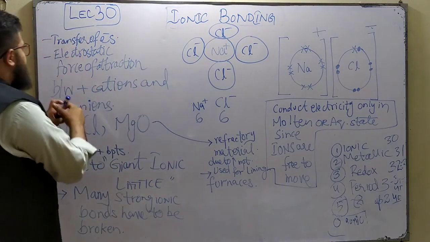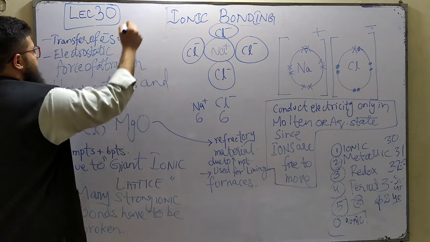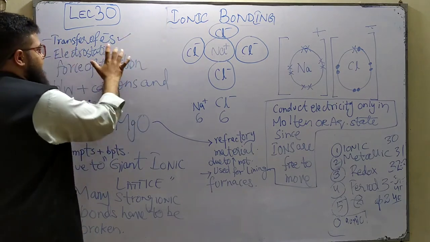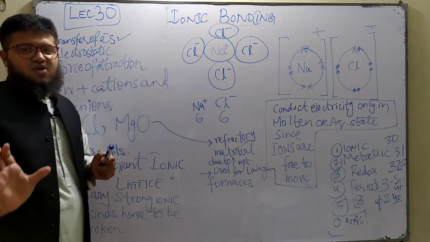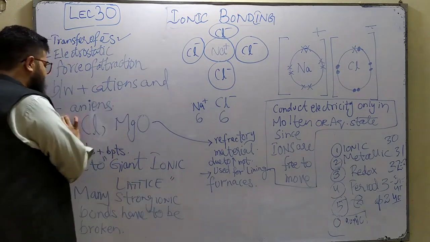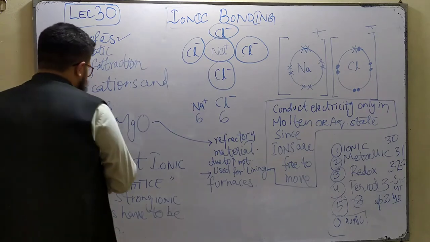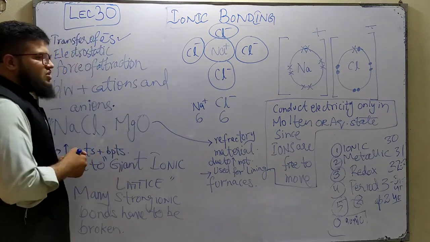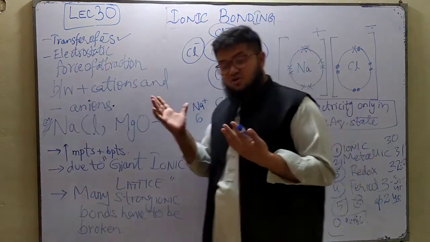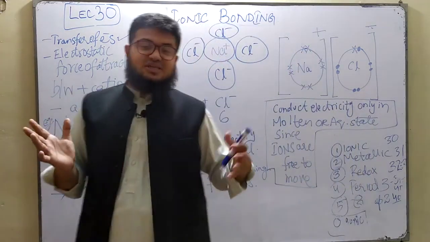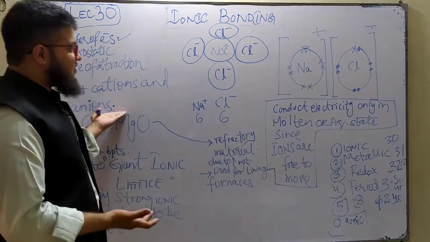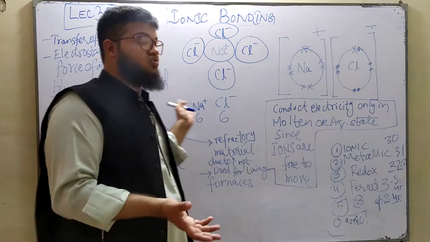So it's a transfer of electrons that forms the ionic bonding. The definition is: these are the electrostatic forces of attraction between positive cations and negative anions, and that's it. Generally the examiner doesn't ask the definition of ionic bonds, because it's already covered in O levels in such detail that there is no use of defining ionic bonds again, but still this is the definition in case an examiner asks you the question.